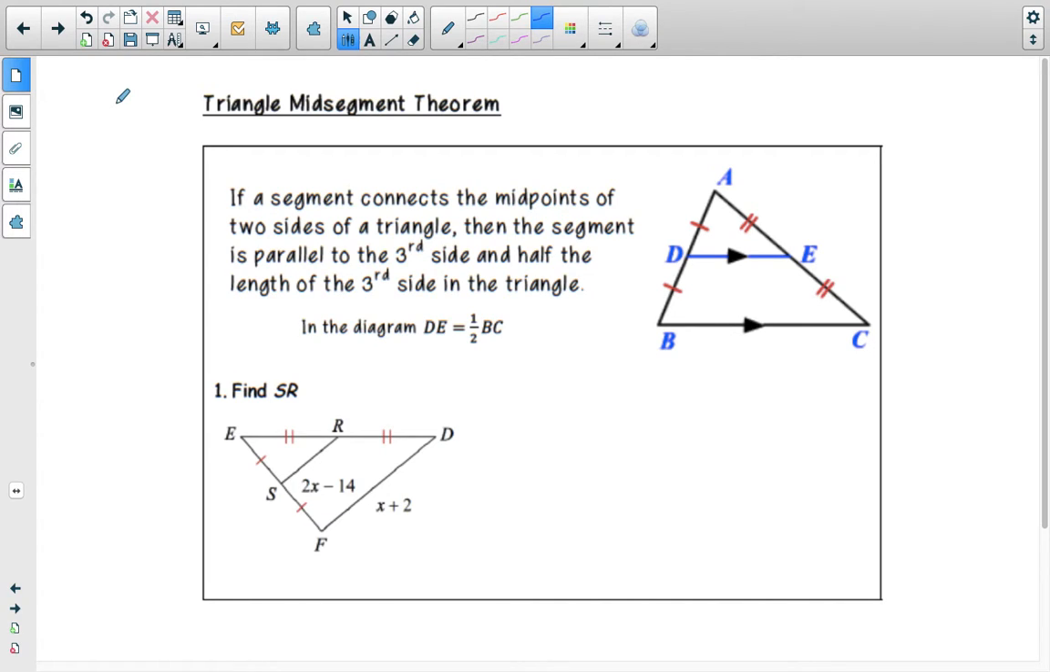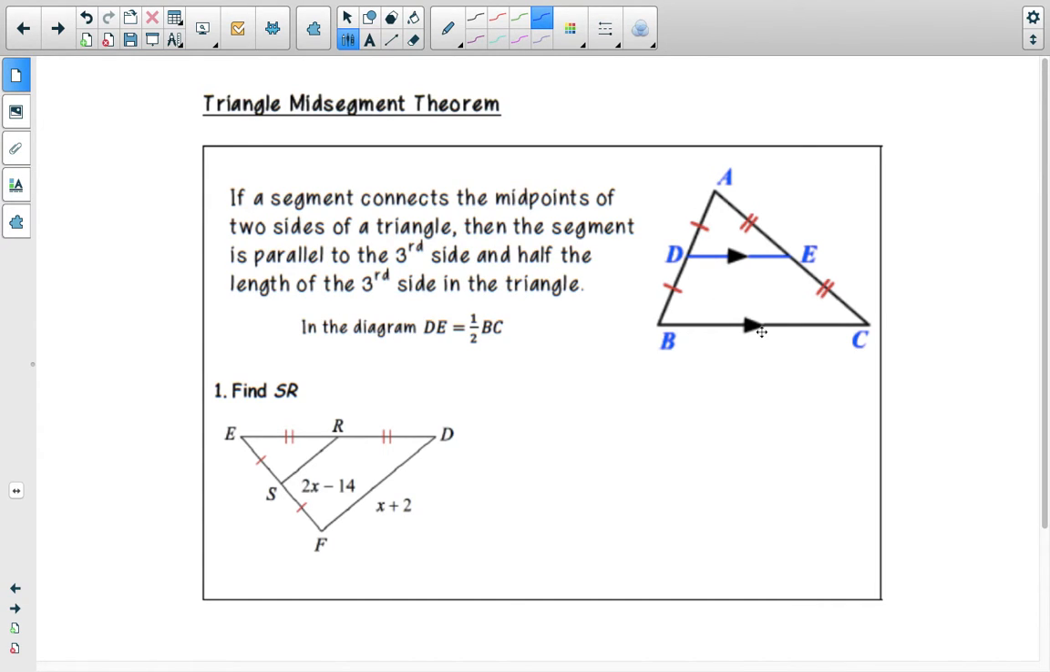This video is on the triangle midsegment theorem. The triangle midsegment theorem states that if a segment connects the midpoints of two sides of a triangle, then the segment is parallel to the third side and half the length of the third side in the triangle.